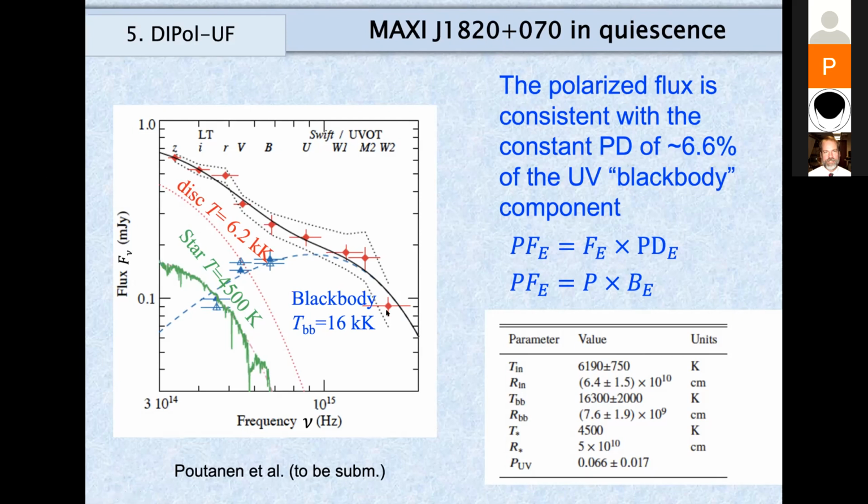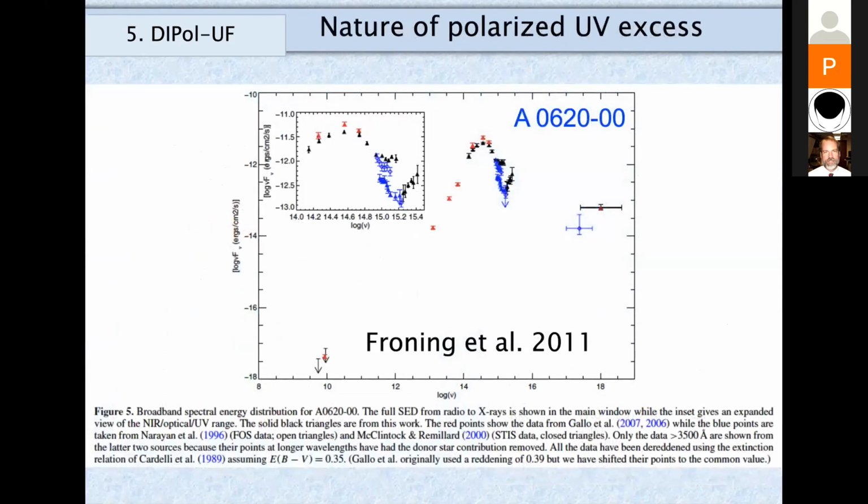So the question now is, what is this polarized component and why is it polarized at the level of 6–7%? Because we see that, at least in the B band, it's already 5% polarized, but there is dilution from this component here. So at high energy, it can be even higher, 6–7%, maybe even 8%. Okay, so the question is, what is the nature of this polarized excess? And first, of course, the question is whether this excess is real.